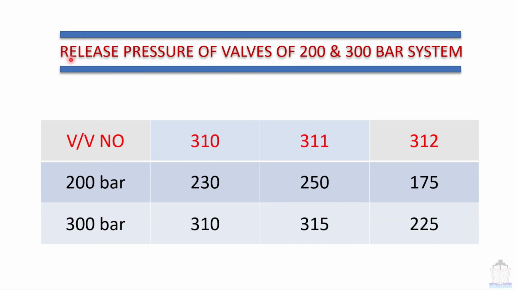Now going to see the release pressure of valves of 200 and 300 bar systems. Valve number 310, 311 and 312 as we saw in the hydraulic diagram. In a 200 bar system, valve number 310 is set at 230, 311 at 250, 312 at 175 bar, and in a 300 bar system 310 is set at 310, 311 is set at 315 and 312 is set at 225.